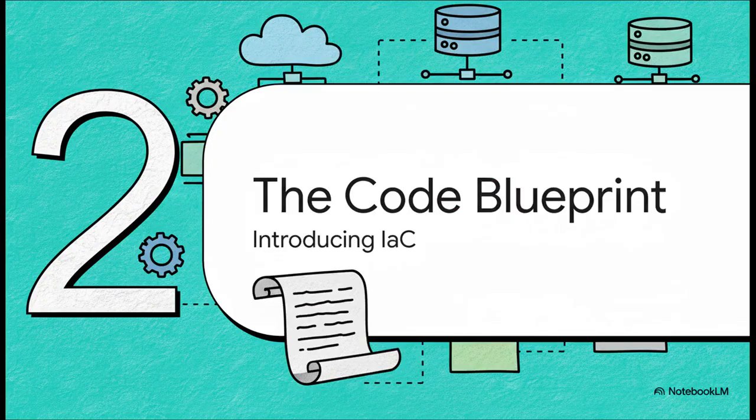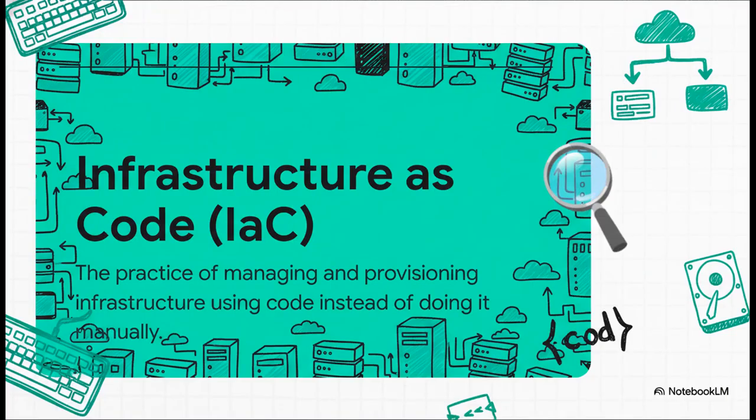But what if there was a better way? A way to escape that manual mess and create something that's elegant, repeatable, and totally reliable? Well, there is, and it all starts with the code blueprint. So what is infrastructure as code? At its heart, it's the practice of managing your infrastructure using, well, code. Instead of clicking buttons in a web browser, you write a simple configuration file, a script that defines exactly what you need. It basically turns your entire server setup into a piece of software that you can run over and over again.